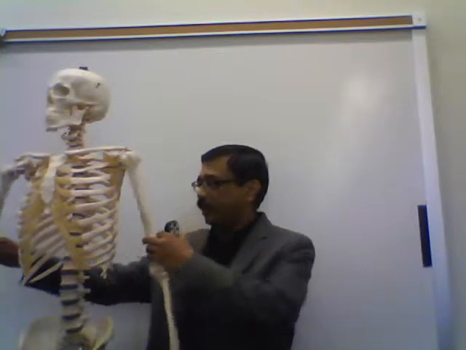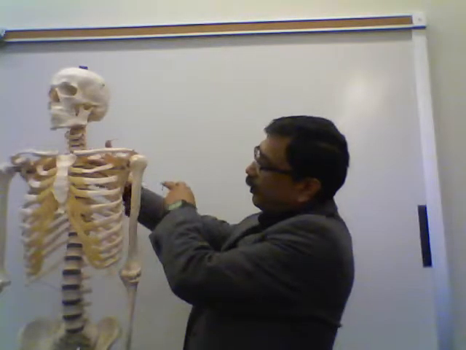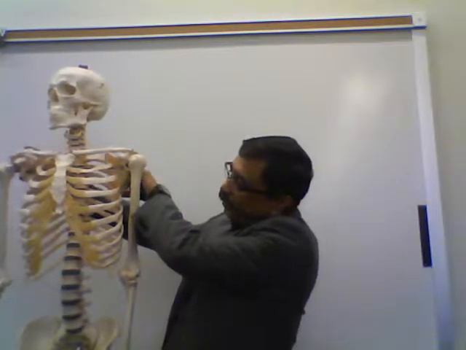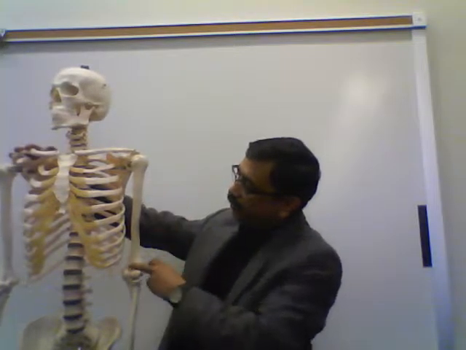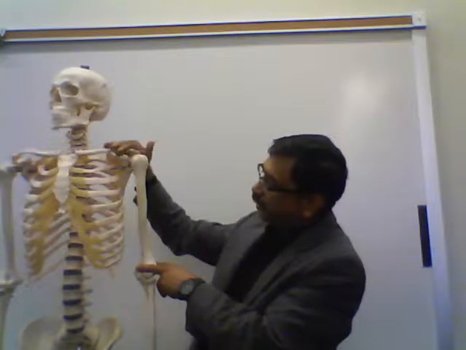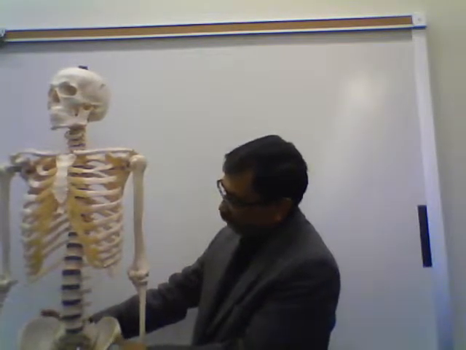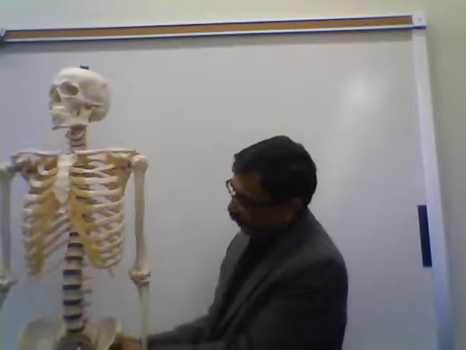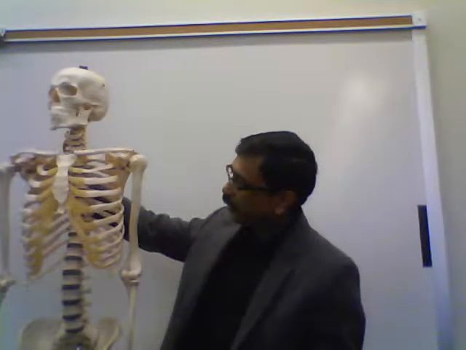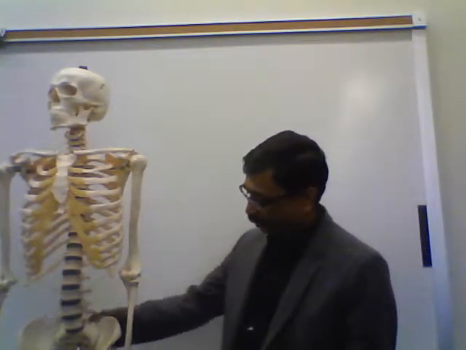The appendicular skeleton consists of the upper and lower limb bones. So the bones of the upper and lower limb and the girdles. So in the upper extremity you have two pectoral girdles. This is one pectoral girdle, this is another pectoral girdle, and one pelvic girdle. So this is the pelvic girdle. Okay. So we have two pectoral and one pelvic girdle.